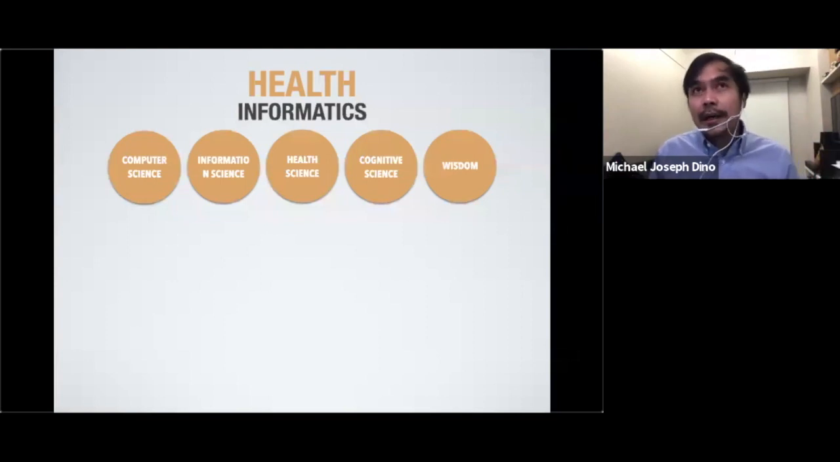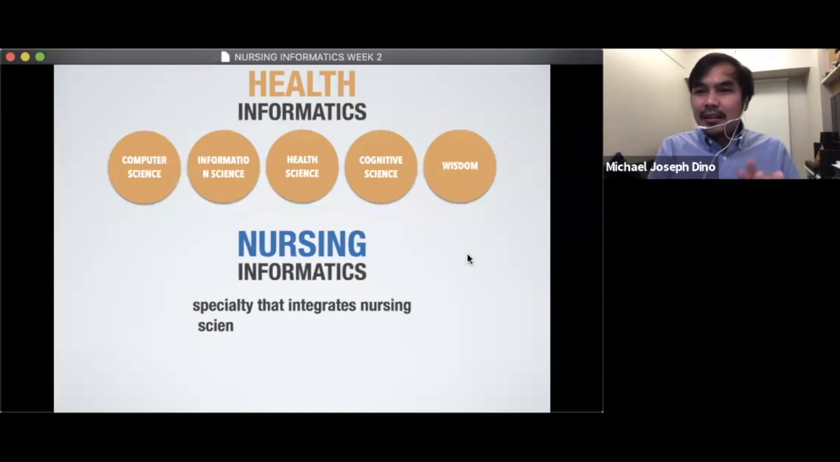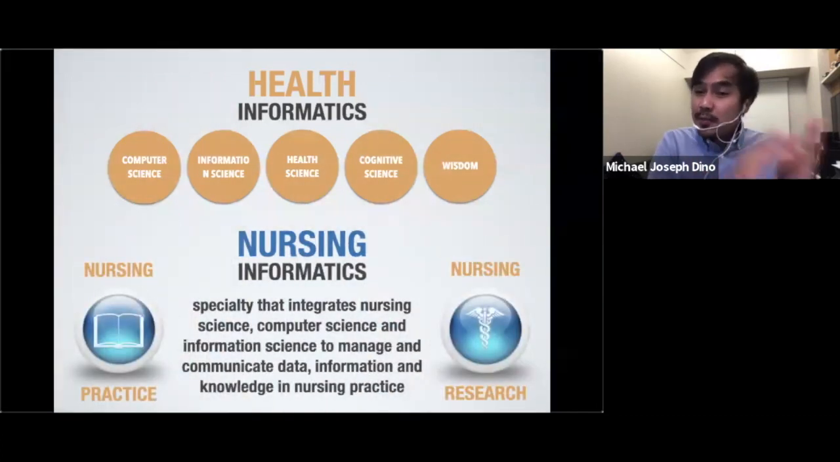Also we have wisdom, the ability to tell what is right and what is wrong. It has something to do with ethical dilemmas. For example, if I use this computer, will I disobey the principles of respect to my client? So those issues. Again: computer science, hardware; information science, software; health science, research; cognitive science, intelligence from humans; and wisdom, the ability to check whether it is ethically right or wrong. Because of health informatics, we had another concept very specific to nursing, which we call nursing informatics. According to the American Nurses Association, it is a specialty that integrates nursing science, computer science, and information science to manage and communicate data, information, and knowledge in nursing practice.